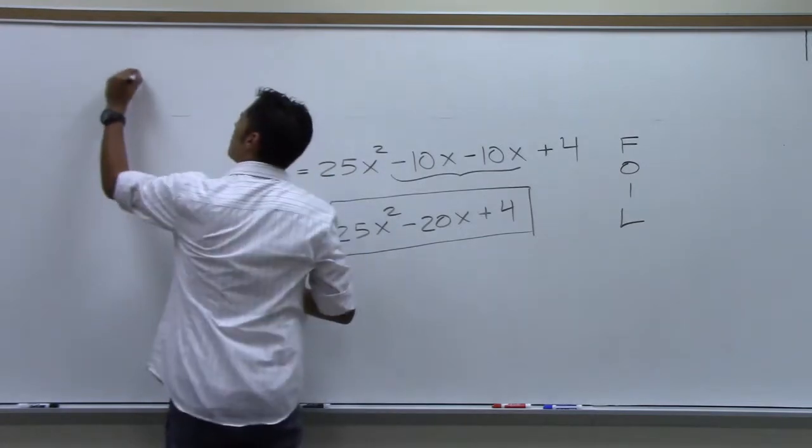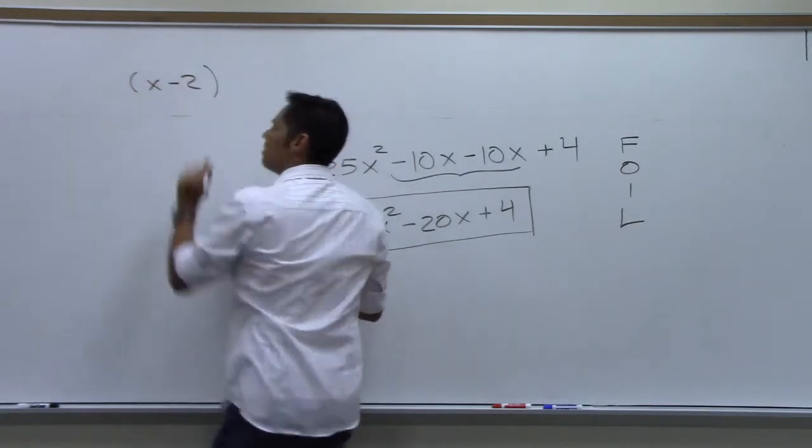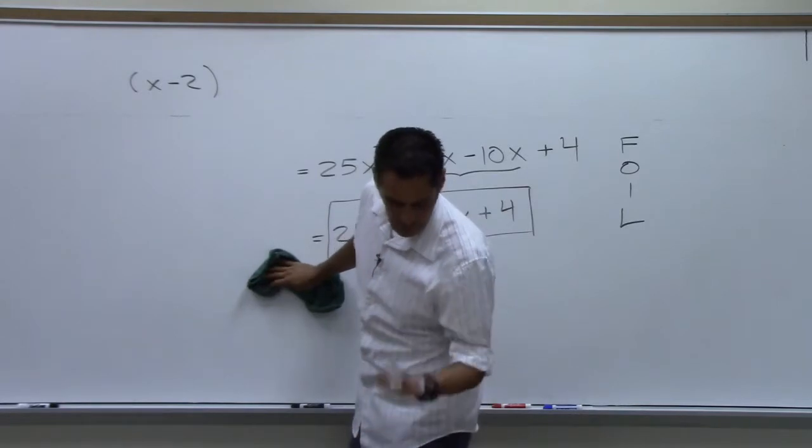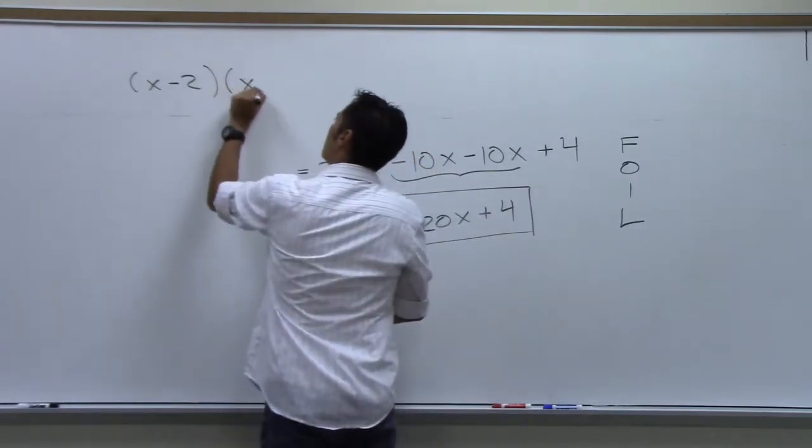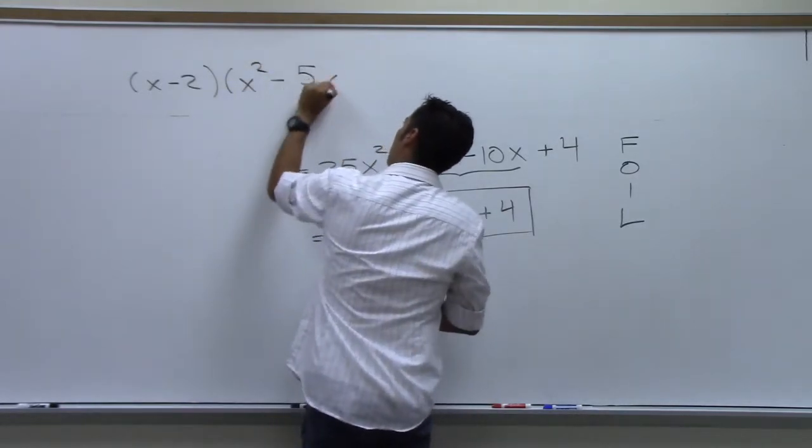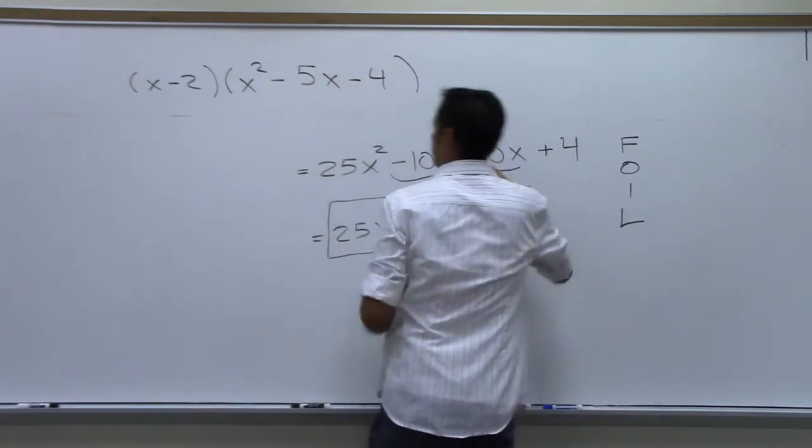So I'm going to take x minus 2 and multiply it times, oh, well, I changed it, it's all right. I'll just leave it. In fact, I'll just make up my own. How about that? There.